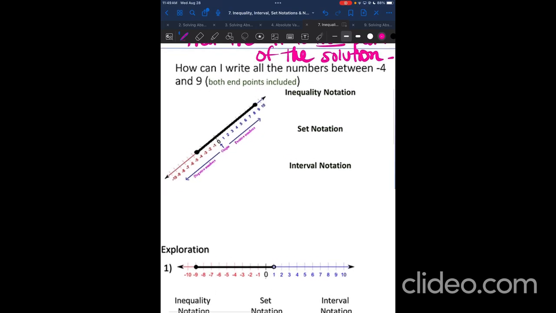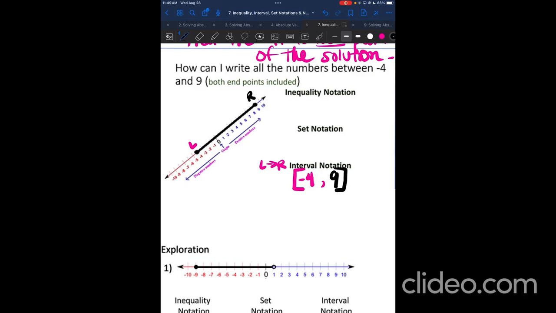So interval notation, you do it from left to right. You're always going to have two things separated by a comma. So on the number line, the thing on the left is this right here, the -4, so that goes first. Since it is a closed point, we use a bracket. And then on the right, we have this, which is a 9. Also a closed point, so we're going to use a bracket.